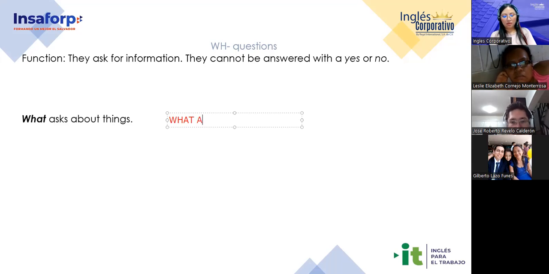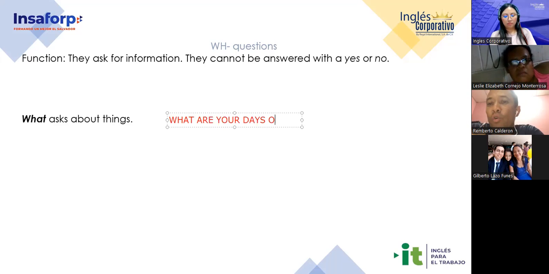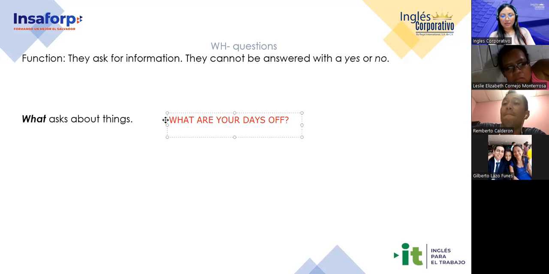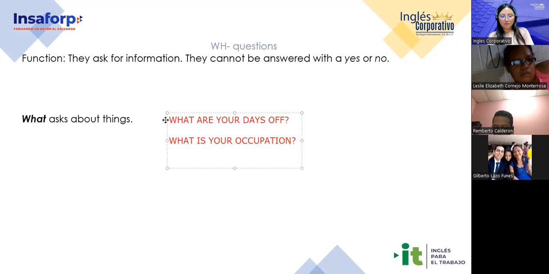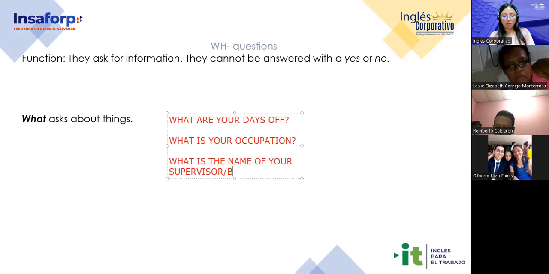Más ejemplos con what. What kind of movies do you like, for example? What kind of movie do you like? What are your days off? ¿Qué día descansas? Ahí están. What is your occupation? What is the name of your supervisor? Or probably, what's the name of your boss? ¿Sí? Adaptémoslas al lugar de trabajo. Podríamos ocuparlas, claro que sí. Se adaptan, ¿verdad?